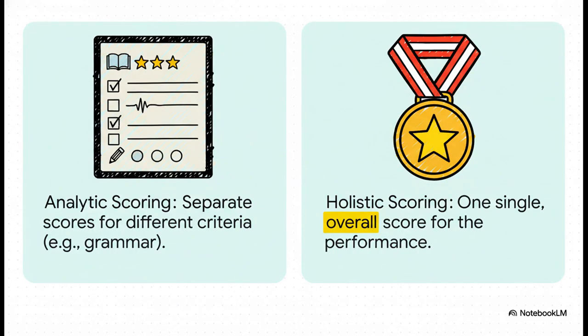Now, step 4 is about setting the conditions, like time limits and stuff. But once the rules are set, we get to step 5. How do we score this thing? You've basically got two main flavors. With analytic scoring, it's like a detailed report card. You get separate scores for grammar, vocabulary, fluency, and so on. With holistic scoring, the grader gives one single score based on their overall impression. Which one you choose goes all the way back to the test's purpose.